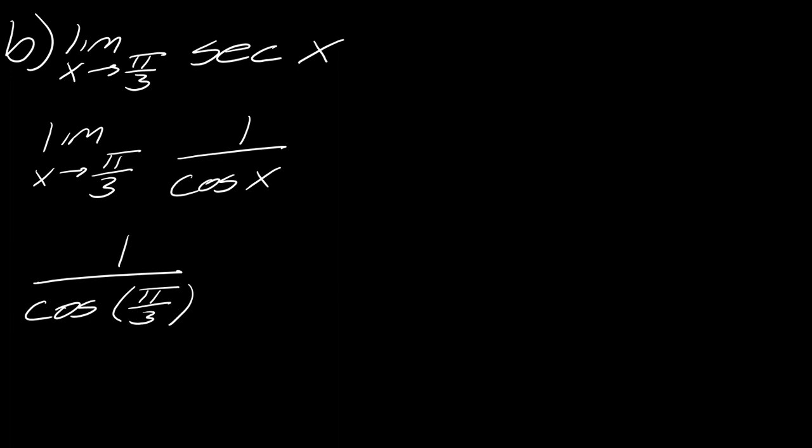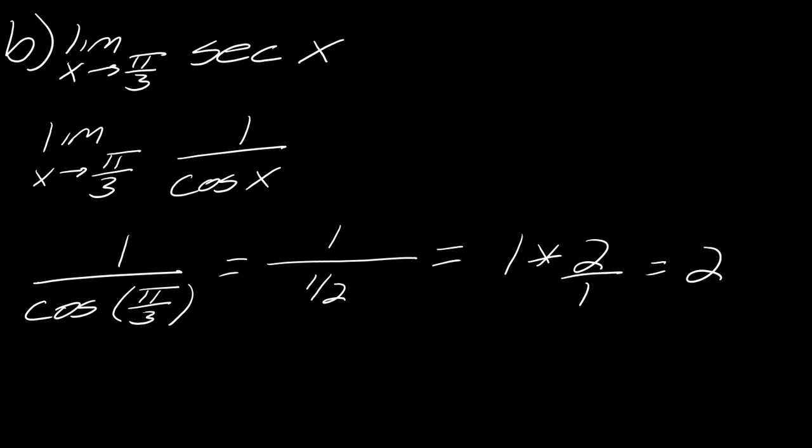So this will equal then, and again, you might want to have a unit circle in front of you, cosine of pi over 3 is equal to 1/2. And so then this will be really 1 times 2 over 1. So then this will all just equal 2. So that's it for that limit.